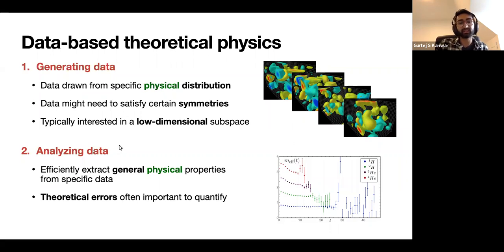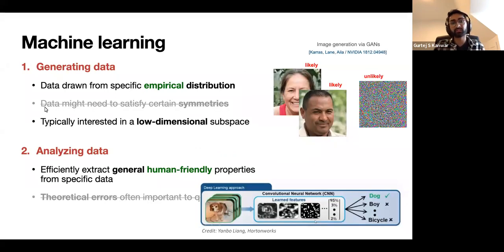On the side of analyzing data, the idea, at least in broad terms, is to extract general physical properties from some specific ensemble of data. And of course, as we go, it's also important to quantify the theoretical errors. So comparing this picture to the world of machine learning, there are a few differences, but there are quite a lot of similarities. In machine learning, data generation is a hot topic. And the idea is to reproduce data from some empirical distribution. So say you have a collection of images of faces that empirically defines a distribution of what images should be more or less likely. And you'd like to reproduce and generate more data from that distribution.